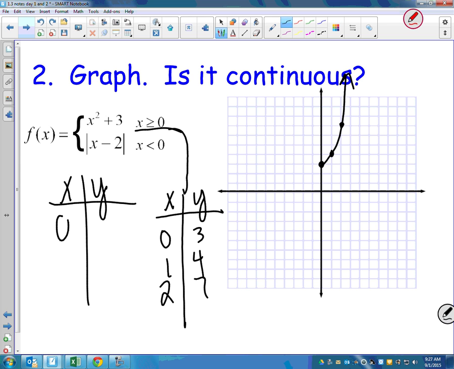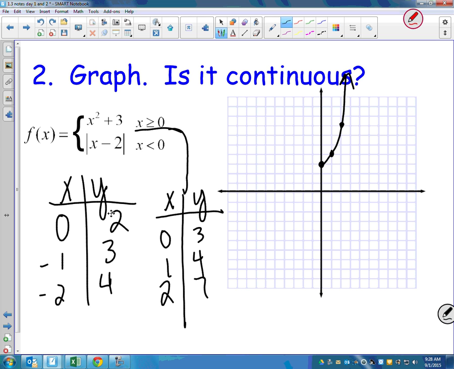Again, I'm going to pick 0, even though 0 is not included, but I need to start there, and I'm going to go left, so I'm going to pick 0, negative 1, and negative 2. And if I plug in 0, 0 minus 2 is negative 2, but absolute value is always positive, right? So that's positive 2. Negative 1 minus 2 is negative 3, but absolute value makes it positive. Negative 2 minus 2 is negative 4, but it's just 4.